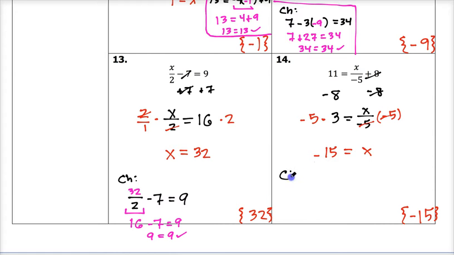And so my check for this one is going to be 11 equals, I'll put a negative 15 up there for my x. Negative 15 divided by negative 5 is positive 3, and 3 plus 8 is 11.